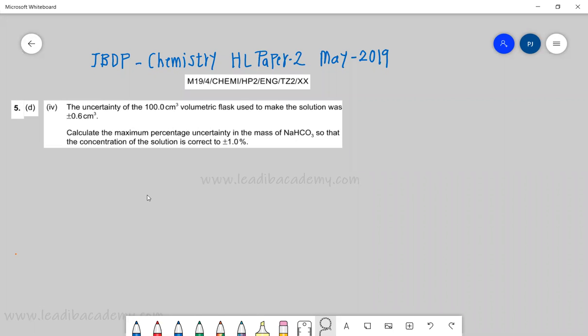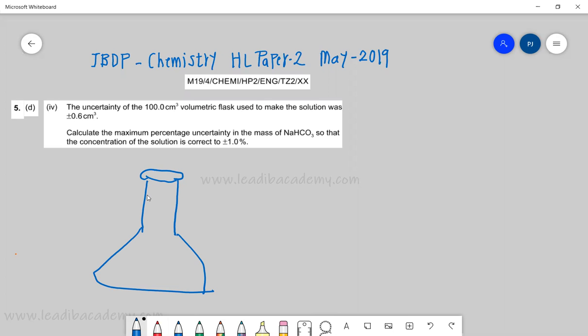Okay, let's look into question number 5D4. The uncertainty of the 100 cm³ volumetric flask. So let's show it. There is some volumetric flask.